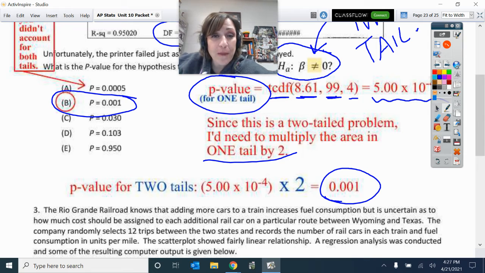So right there, you had a problem where if you did not compute the tails properly and get both tails, then you got the wrong answer.